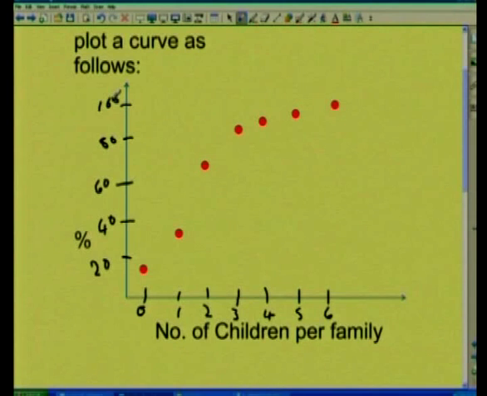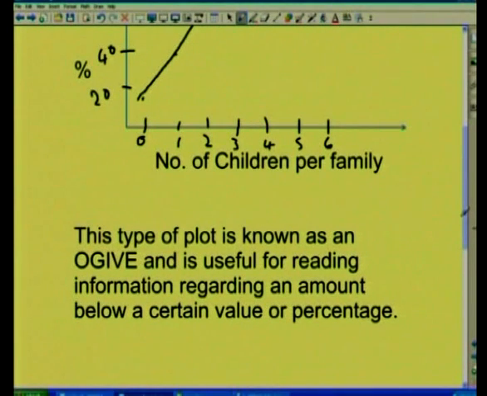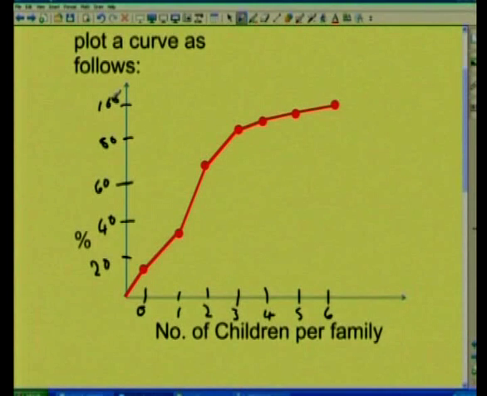We can join the dots of our curve. And we get something that looks as follows. In statistics, this is sometimes known as an S-curve or an ogive. You may have seen that word in a textbook somewhere. This type of plot, the S-curve, is also known as an ogive, as you can see over here. It is useful for reading information regarding an amount below a certain value or a percentage.